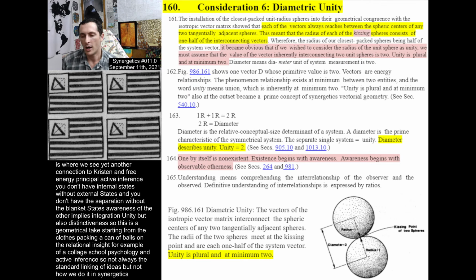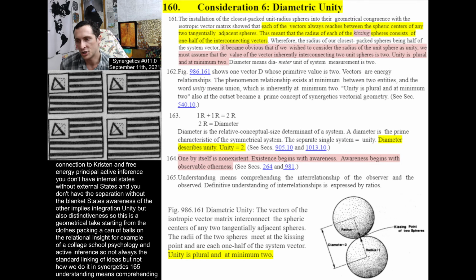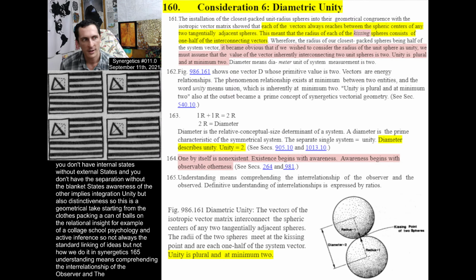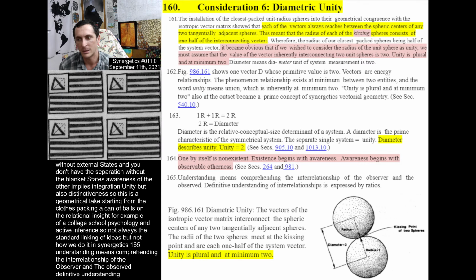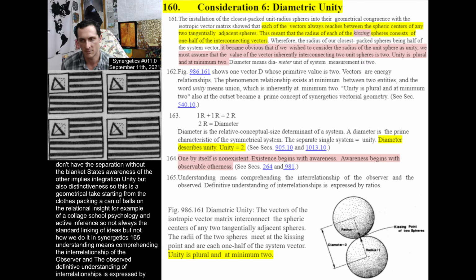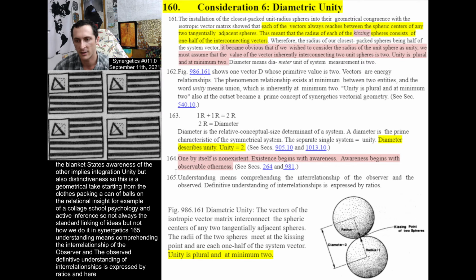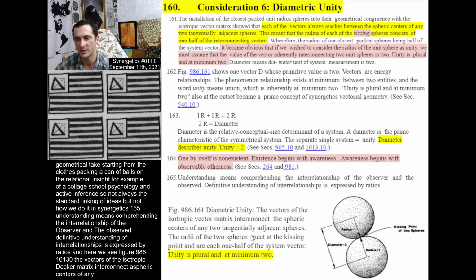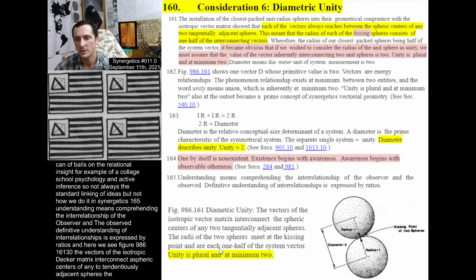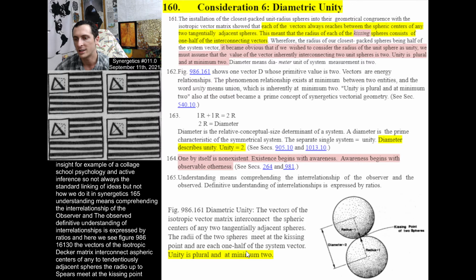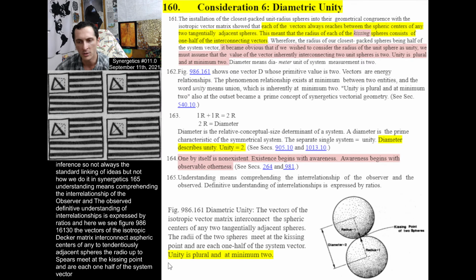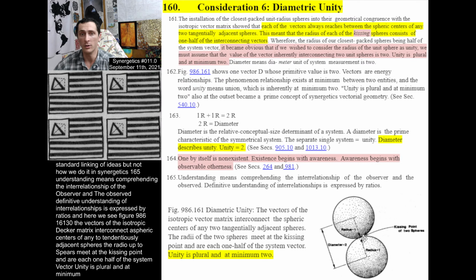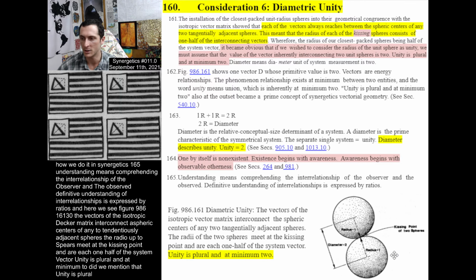165. Understanding means comprehending the interrelationship of the observer and the observed. Definitive understanding of interrelationships is expressed by ratios. And here we see figure 986.161, diametric unity. The vectors of the isotropic vector matrix interconnect the spheric centers of any two tangentially adjacent spheres. The radii of two spheres meet at the kissing point and are each one half of the system vector. Unity is plural and at minimum 2. Oh, did we mention that unity is plural and at minimum 2?